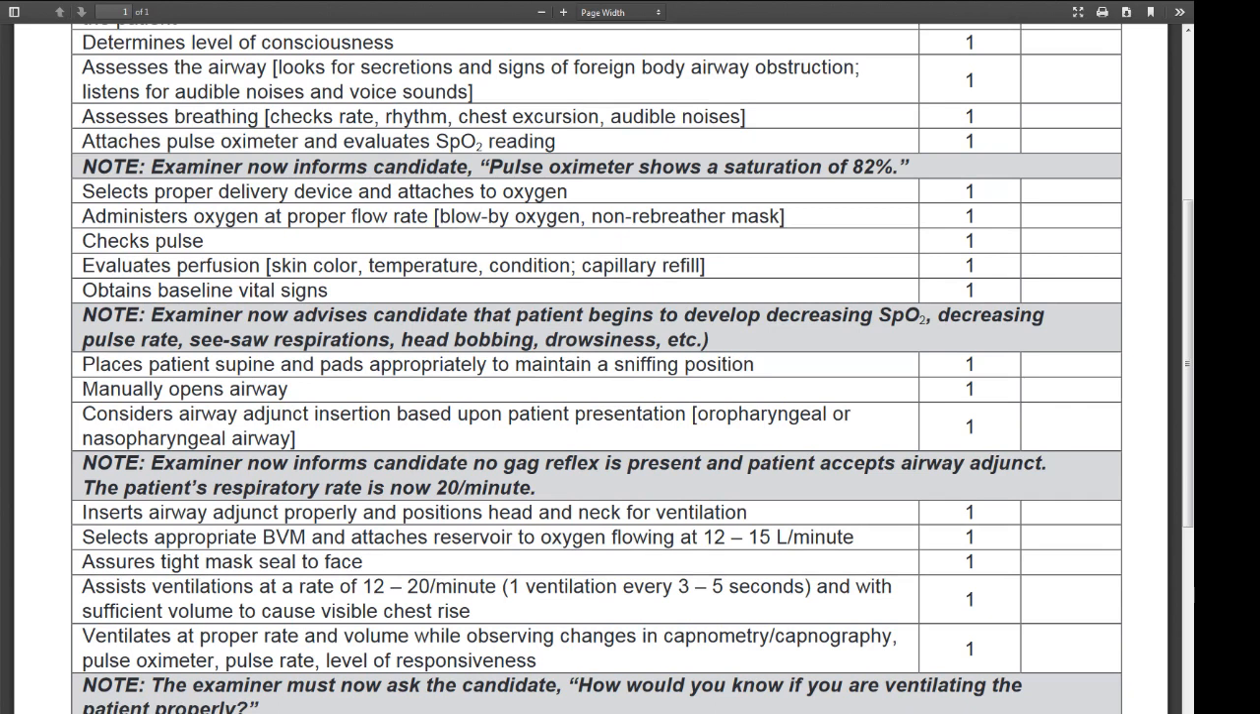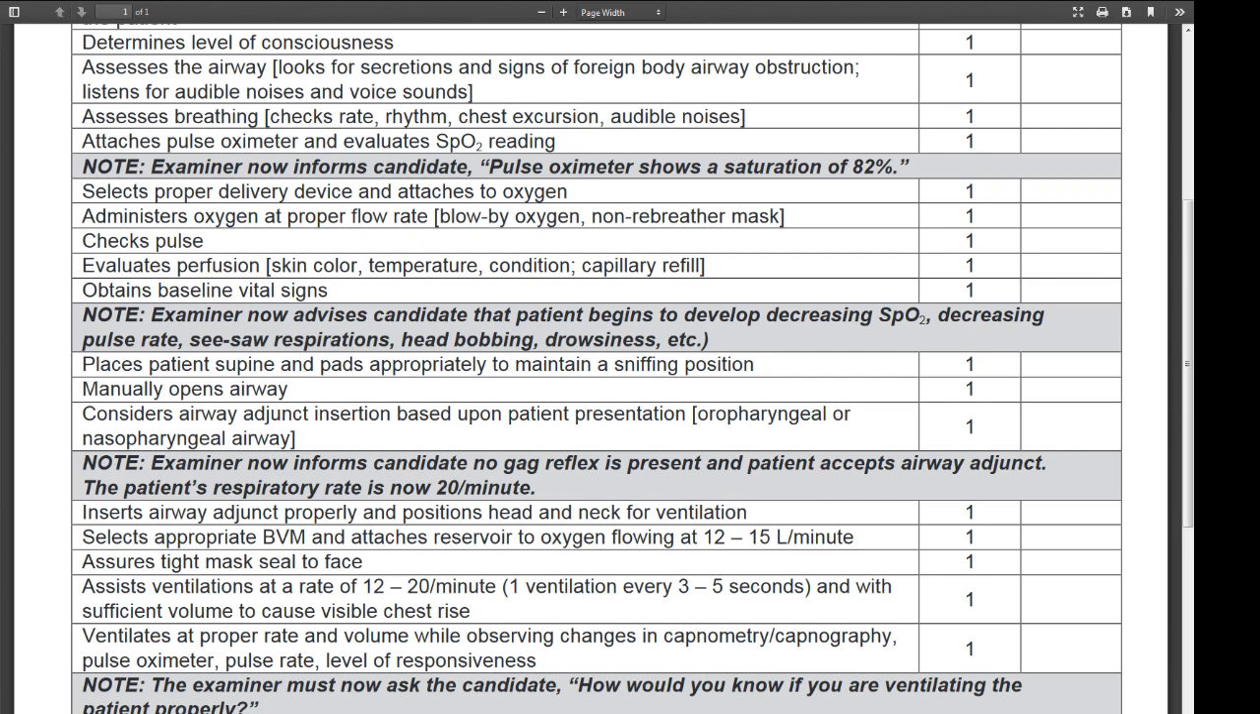Checks pulse. Evaluates perfusion, skin color, temperature, condition, capillary refill. Obtains baseline vital signs. Note: examiner now advises candidate that patient begins to develop decreasing SpO2, decreasing pulse rate, seesaw respirations, head bobbing, drowsiness, etc.